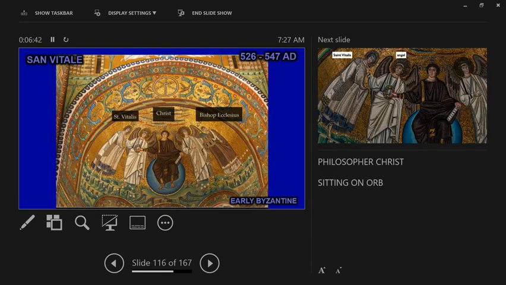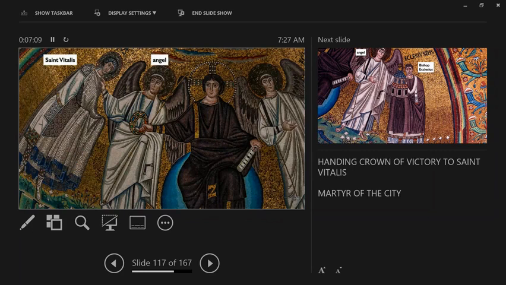So in the apse, we have Christ in the middle, and we have an angel on the left and an angel on the right surrounding Christ, and then we have Saint Vitalis, which is what the church is named after, and then the bishop on the right. Saint Vitalis would have been a martyr that the town worships. It's their patron saint. Christ is handing the crown of victory to Saint Vitalis. He is the martyr of the city.